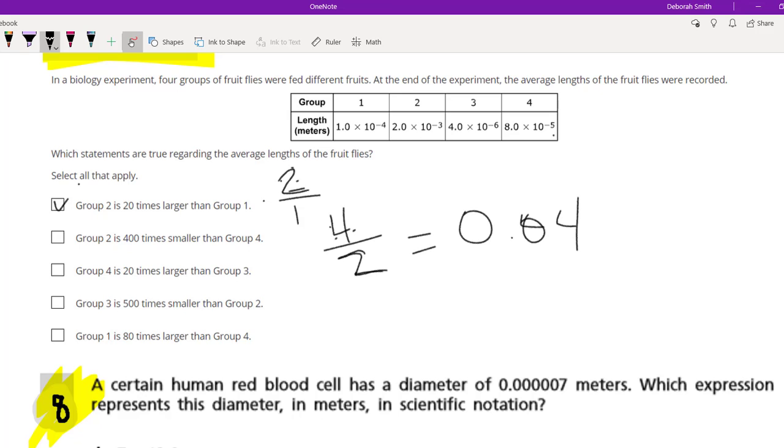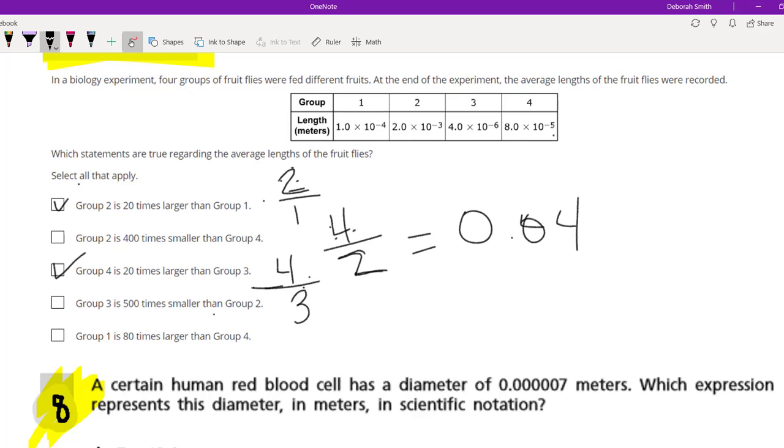Group 4 is 20 times larger than group 3. So 4 divided by 3 again. Or group 4 divided by another group. So I'm going to change what I've got in my calculator. See if it comes out to give me 20. So it does work for that one when I divide group 4 by group 3.